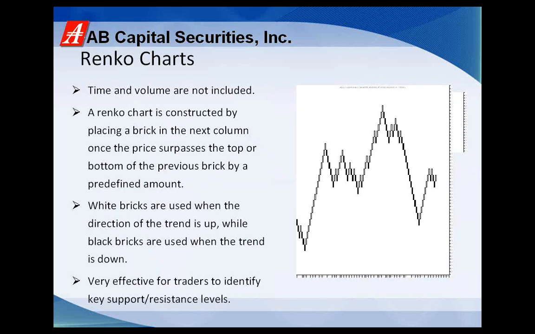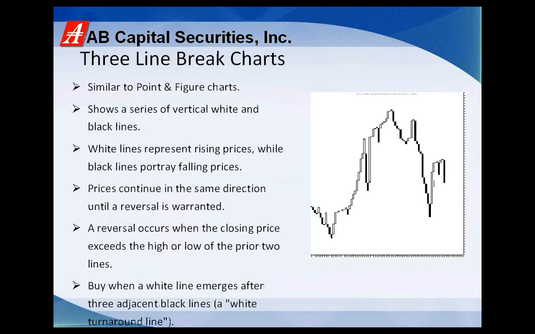Lastly, the three-line break charts, again, pretty much similar to the point and figure charts. It's a series of white and black bars, which would represent rising prices for the light-colored ones and declining prices for the black lines. Now, for this one, you would construct a white bar only when the price manages to exceed the high or low of the prior two bars. So that's why the third line would be the reversal line, and that's why it's called a three-line break chart. You buy when a white line would emerge after 3 consecutive black lines and vice versa.